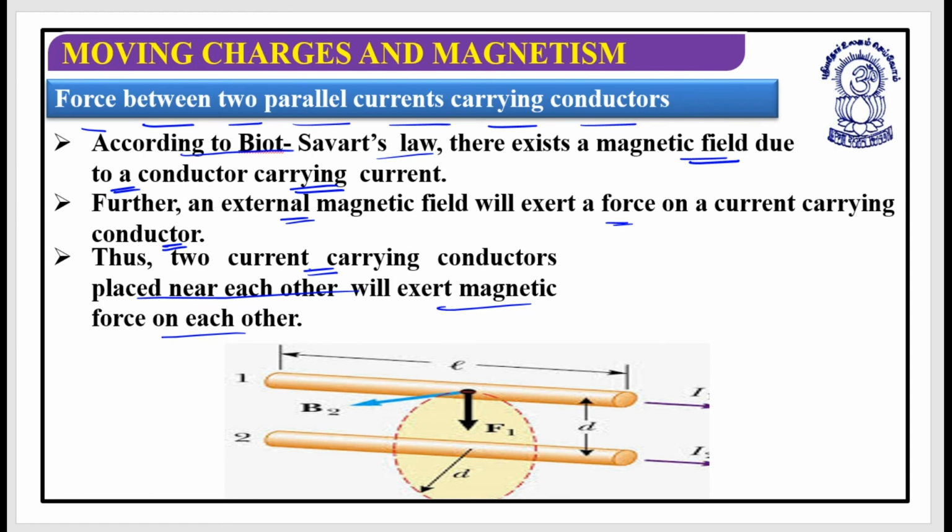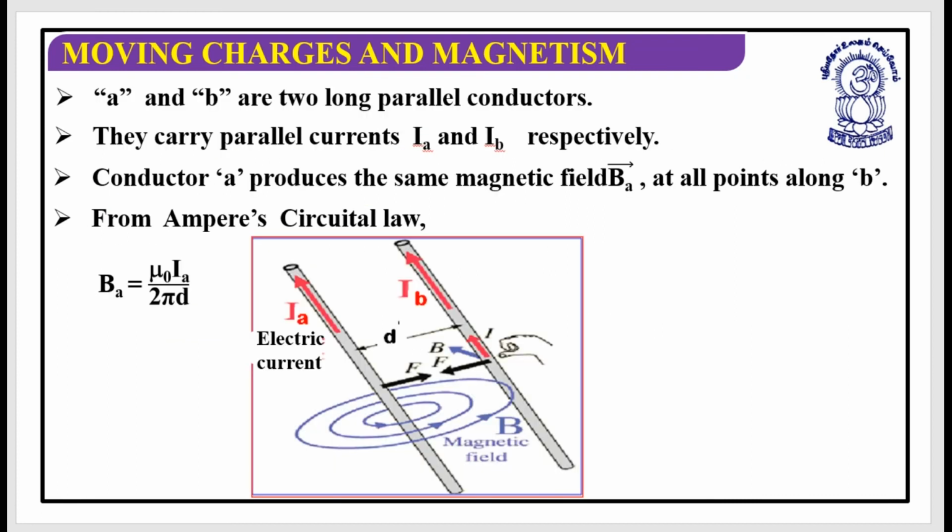So this is my first conductor, this is my second conductor, both carrying certain current. Let's suppose this is carrying current I1 and this is carrying current I2, and they have been separated by a distance d. Now each one of them is carrying a current, which means each one will have a magnetic field around it. I hope this is clear.